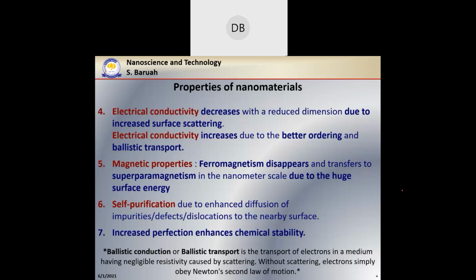Now these materials, even iron, if you make it smaller and smaller into a nanomaterial, then it will move away from ferromagnetism. So it will not really exhibit the property of ferromagnetism, and it will move towards what we call paramagnetism. And in fact, the correct term at the nanoscale is superparamagnetism. And this is precisely because of the huge energy that is there.